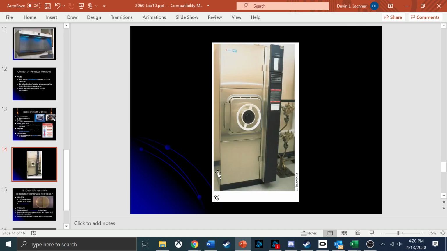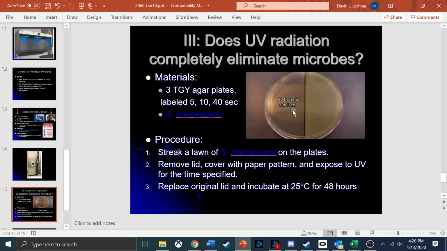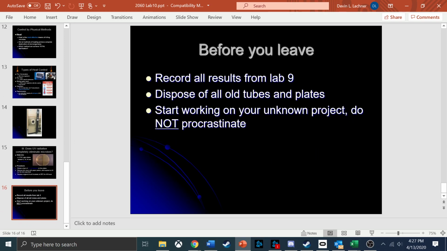Okay, so this is a picture of an autoclave. Looks kind of old, but they look a little bit newer now. Then the next thing we'd be doing is testing how UV radiation affects microbial growth and whether it can completely eliminate it. So unfortunately we're not doing that, but hopefully you got an idea of physical methods we can use to stop microbial growth. You don't need to record this, of course, because we're not doing it.